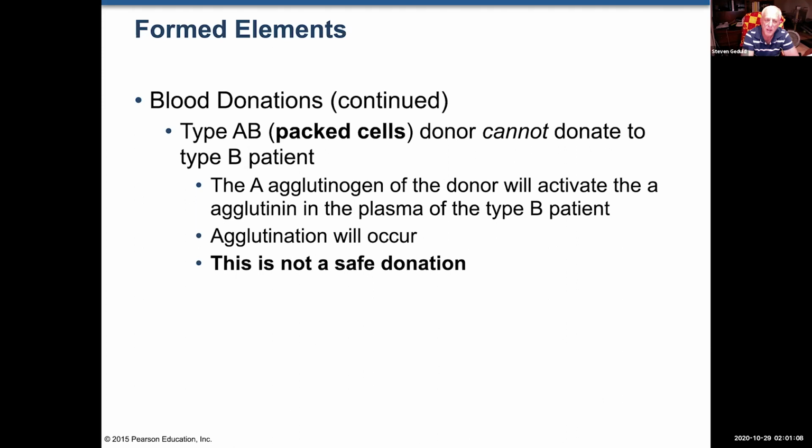If you have type AB packed cells and you try to donate to a B patient, you have a type B patient. Type B patients have what in their circulating plasma? Antibody what?